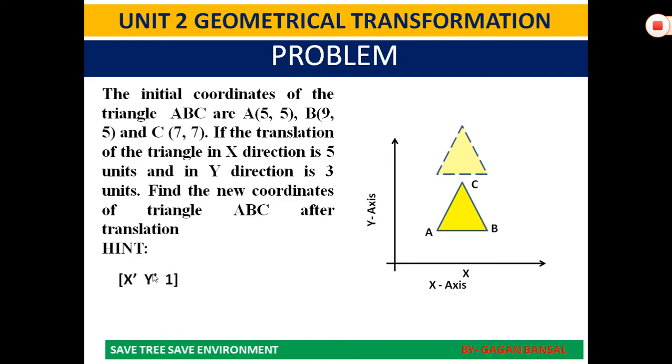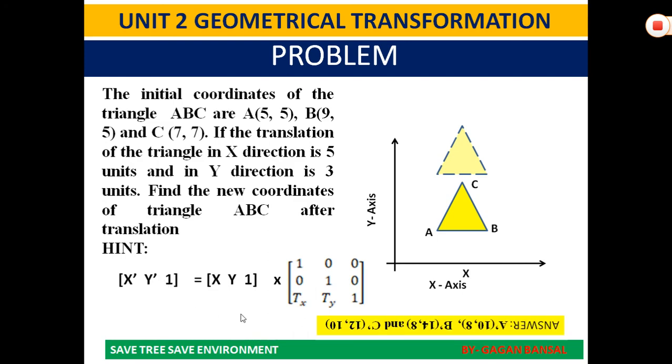So the hint is the final coordinates, that is x dash y dash 1 matrix, is equal to x y 1 into 1 0 0, 0 1 0, tx ty 1. Here tx is 5 and ty is 3 in all the cases, whereas you need to find x dash y dash for point A keeping 5 5 as x y, then for point B keeping 9 and 5 as x y, and then for C keeping 7 7. In all the cases this will be the same, and you will get the values of x dash and y dash. Hope you understand.